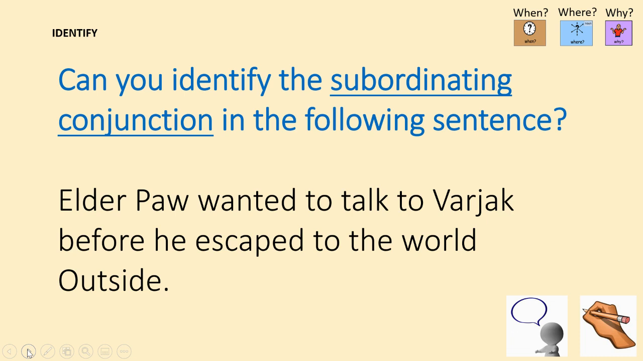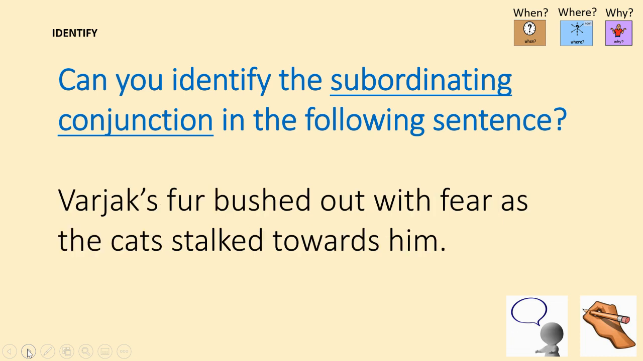Have you found the subordinating conjunction there? Some of you might even be able to write that down really quickly, and you might even know if it's giving us information that's when, where, or why. Are you ready? Have you written down the subordinating conjunction in that sentence? Before. Okay, before is a subordinating conjunction. So, Aldapor wanted to talk to Varjak before he escaped to the world outside. Okay, great. Right, let's have a look and see.